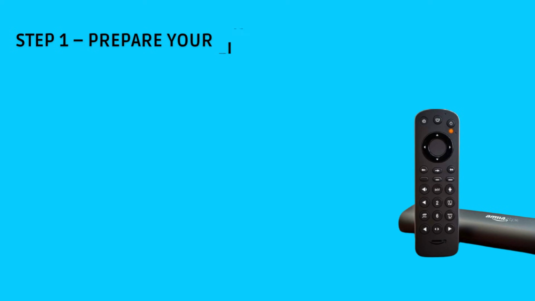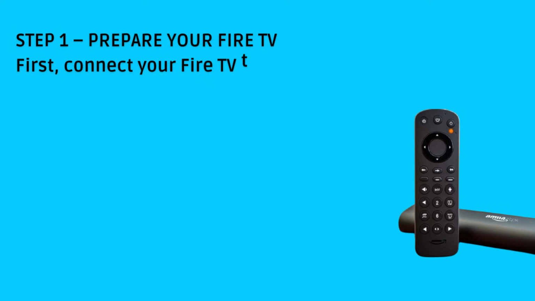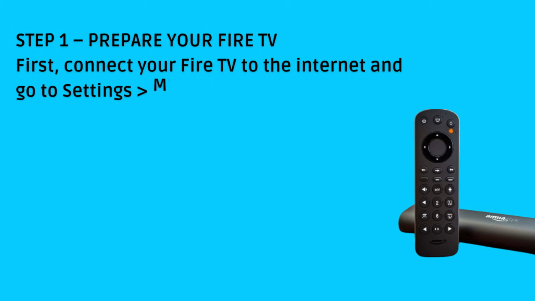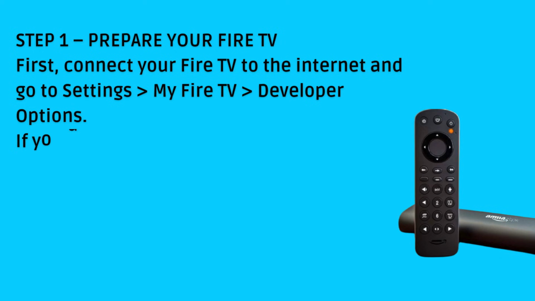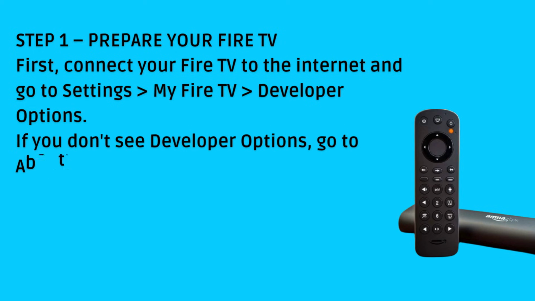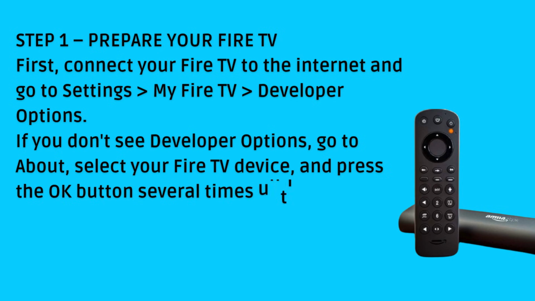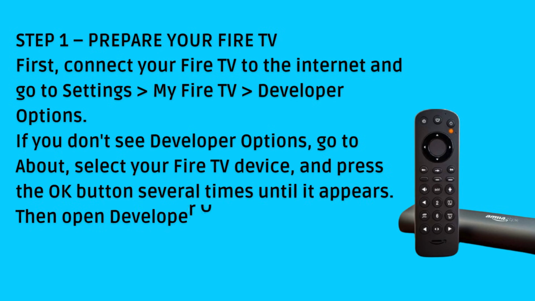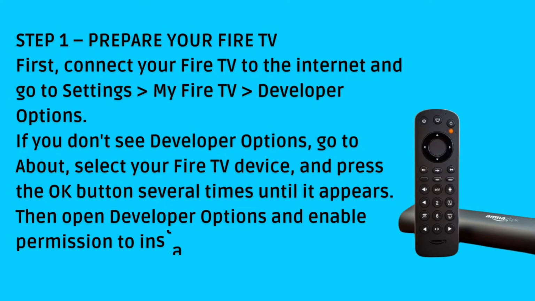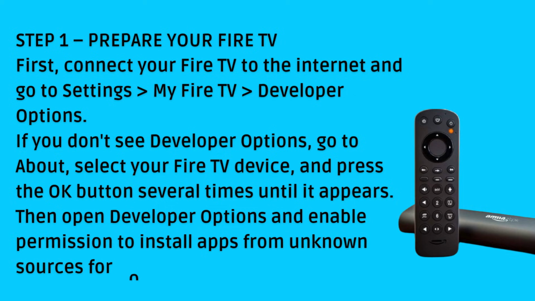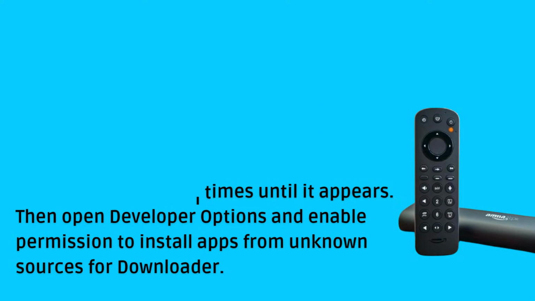Step 1. Prepare your Fire TV. First, connect your Fire TV to the internet and go to Settings, My Fire TV, Developer Options. If you don't see Developer Options, go to About, select your Fire TV device, and press the OK button several times until it appears. Then open Developer Options and enable permission to install apps from unknown sources for Downloader.